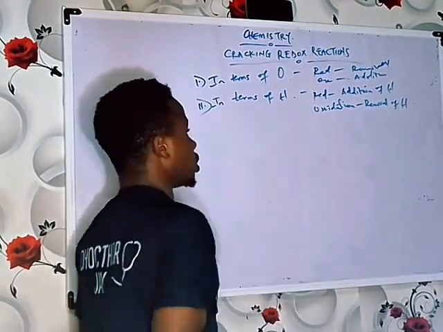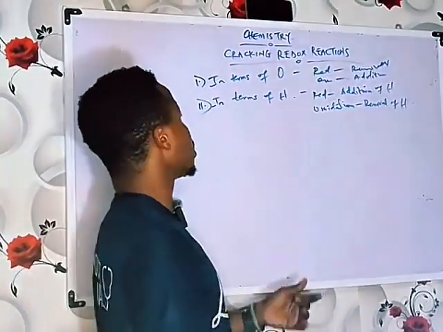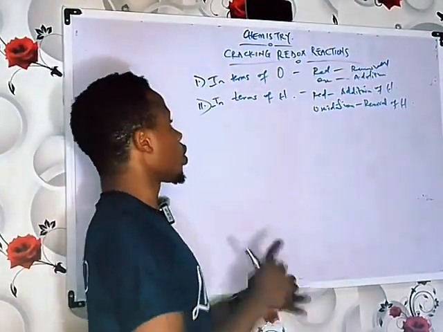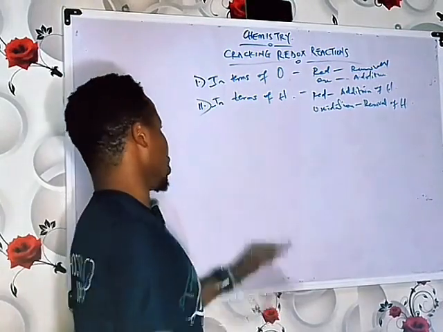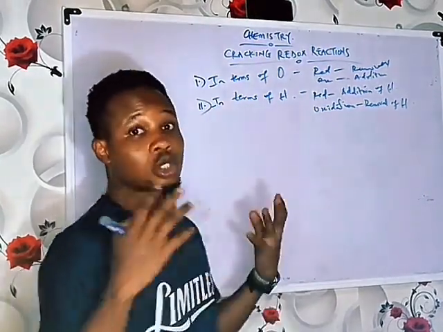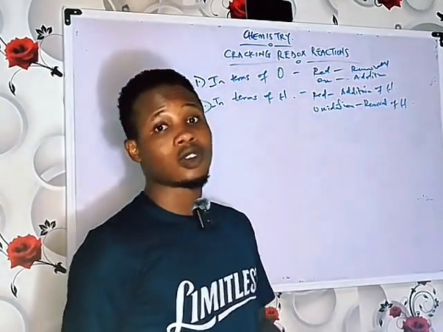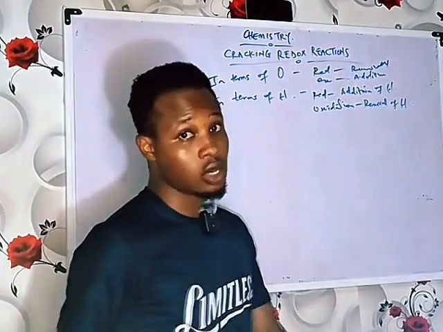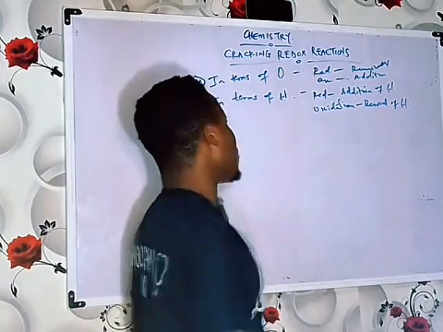So number one, in terms of oxygen, reduction is removal of oxygen, oxidation is addition of oxygen. And in terms of hydrogen, reduction is addition of hydrogen, while oxidation is removal of hydrogen. If you know one, you can actually remember the other. It's just opposite of each other.